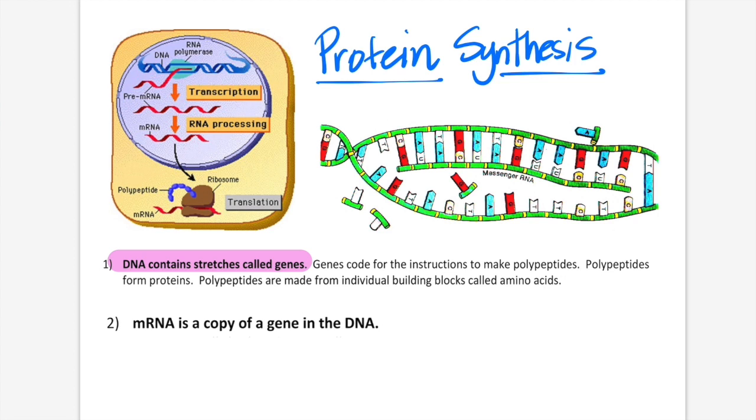So the genes code for the instructions to make polypeptides, and polypeptides form the proteins. And so polypeptides are made from amino acids, and amino acids are the monomers for proteins. Okay? Also, we know that mRNA is a copy of a gene in the DNA. Why is this important? Our mRNA is different than the DNA in the aspect of the DNA being a double helix and then an mRNA simply being a copy of one of the single strands of the DNA.